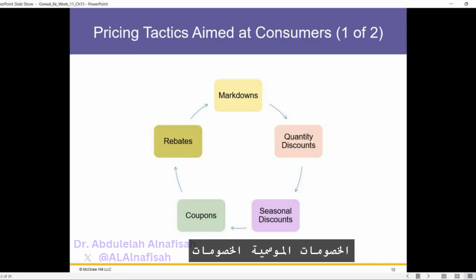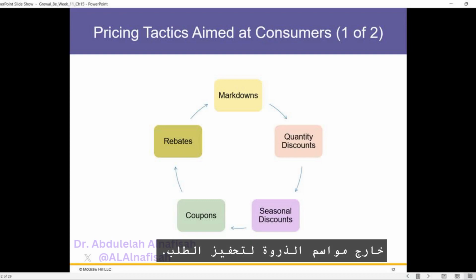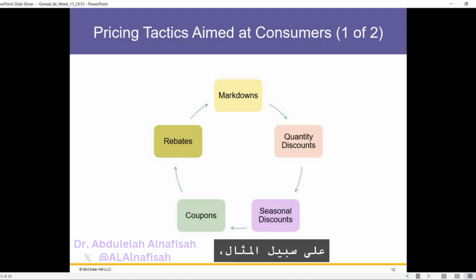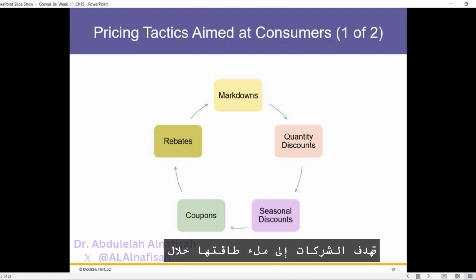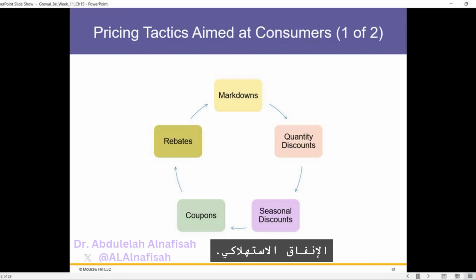3. Seasonal discounts. Seasonal discounts are price reductions offered to consumers during off-peak seasons to stimulate demand. For example, hotels may lower their prices during non-peak periods to attract customers. By offering seasonal discounts, businesses aim to fill capacity during slower periods and encourage consumer spending.